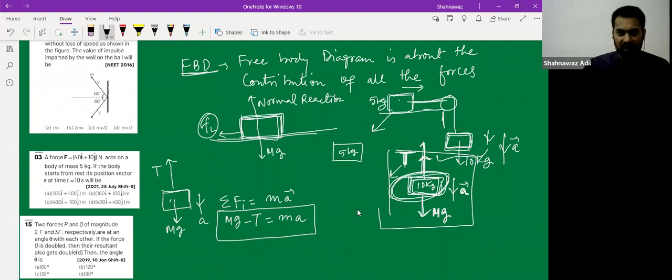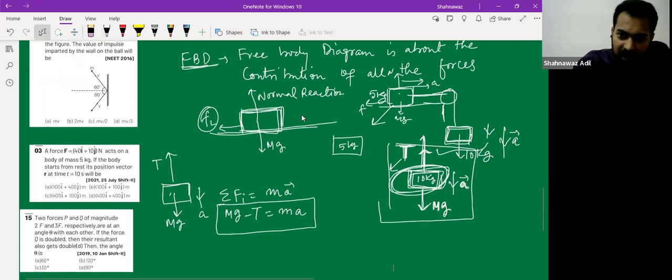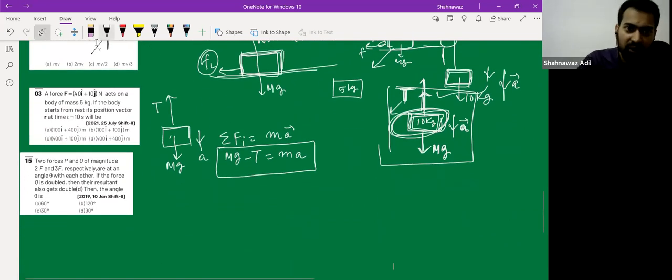And for this block, which is kept like this, there will be friction, there will be acceleration, there will be normal reaction, and there will be mg. Okay, so not this question. I didn't tell you about the friction, so let's just accept that there will be a friction acting. When I do the friction part, this will be more clear.